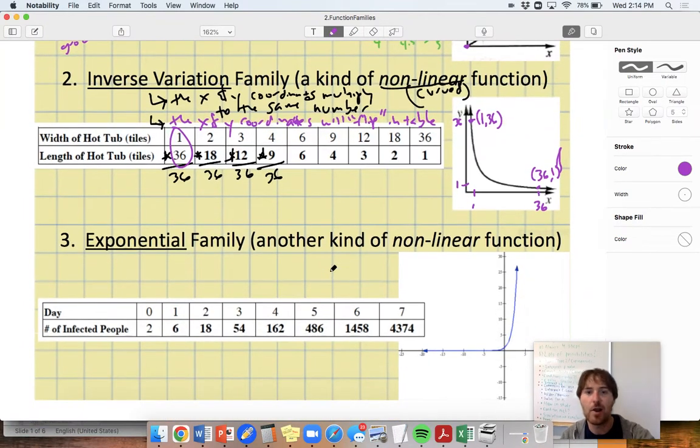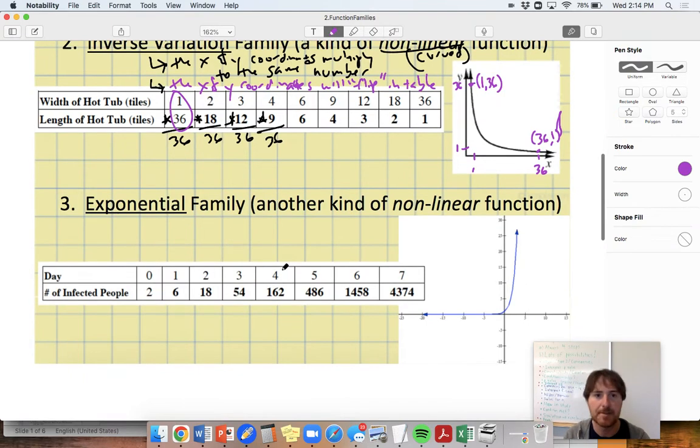It's all patterns, right? All pattern is algebra. It's all about patterns, about noticing things. Last but certainly not least, we have the exponential family, which is another kind of nonlinear function. What does nonlinear mean again? Well, nonlinear just means curved.